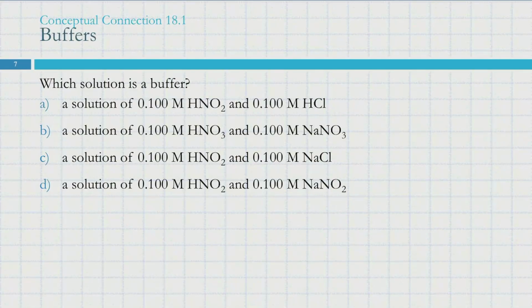So starting with A, we've got HNO2, nitrous acid. That is a weak acid. Great. So we've got one of our two components that we need for a buffer. We also need to see a conjugate base. But instead of a conjugate base, we have a strong acid, HCl. So that does not meet our definition for a buffer.